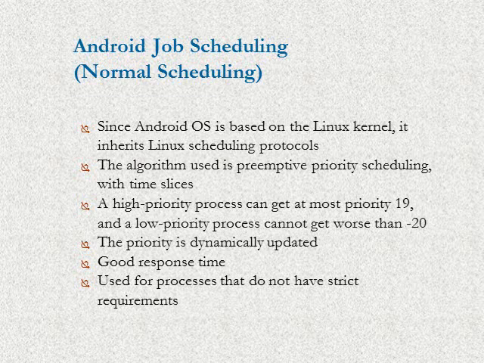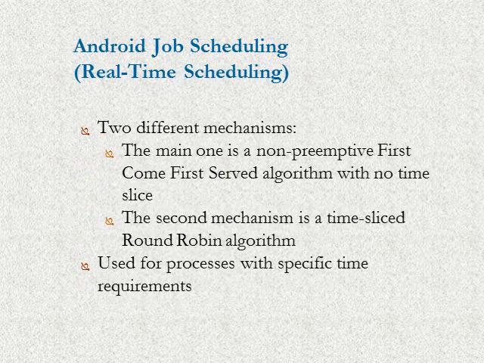Usually we have a couple of scheduling policies already in this Android operating system, and it is based on the requirements of the application that we use. So we prefer some particular scheduling algorithms. Over here we have two different mechanisms of scheduling. One is non-preemptive first come first serve with no time slice, and the second one is time slice round robin. You will see in module 3 what it actually means.